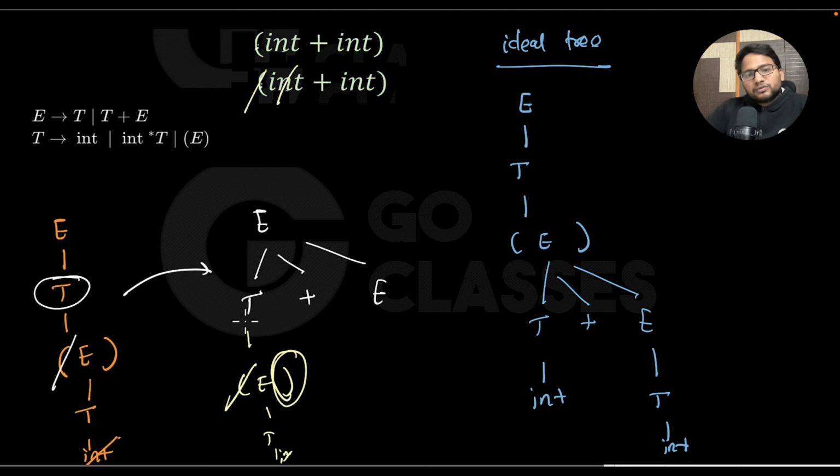Since this is a failure, this T is a failure. So you will say that for this E, I have tried E gives T, I have tried E gives T plus E. Both of them are failures. So that's why this is a fail, which means the parser will not be able to recognize.